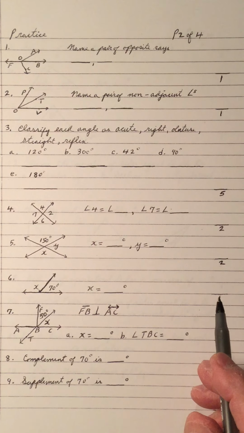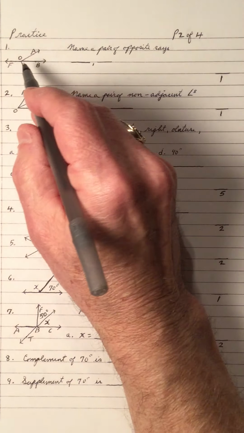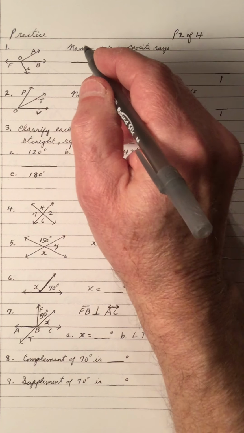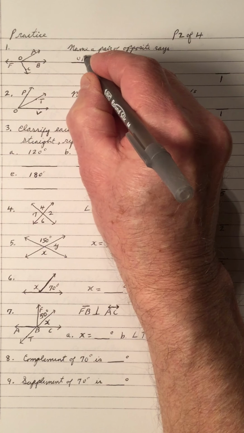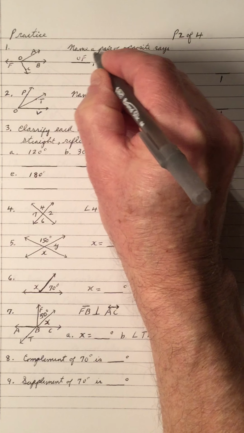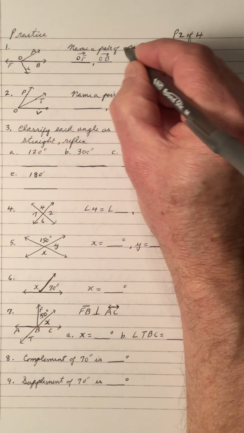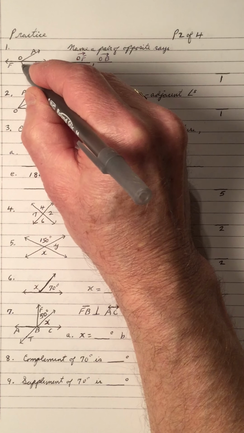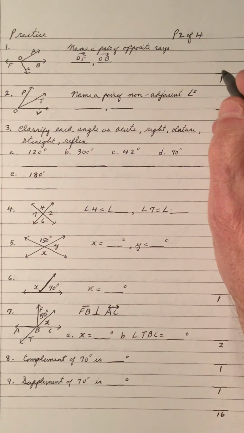Here we go. A review of geometry, fundamentals of geometry. Number 1, name a pair of opposite rays. So opposite rays are rays that have the same endpoint. So that would be OF and OB. Starts with O, goes towards B. OF, OB. A ray is a line going in one direction from a point. So OA is a ray, OC is a ray, but opposite rays are OF and OB.